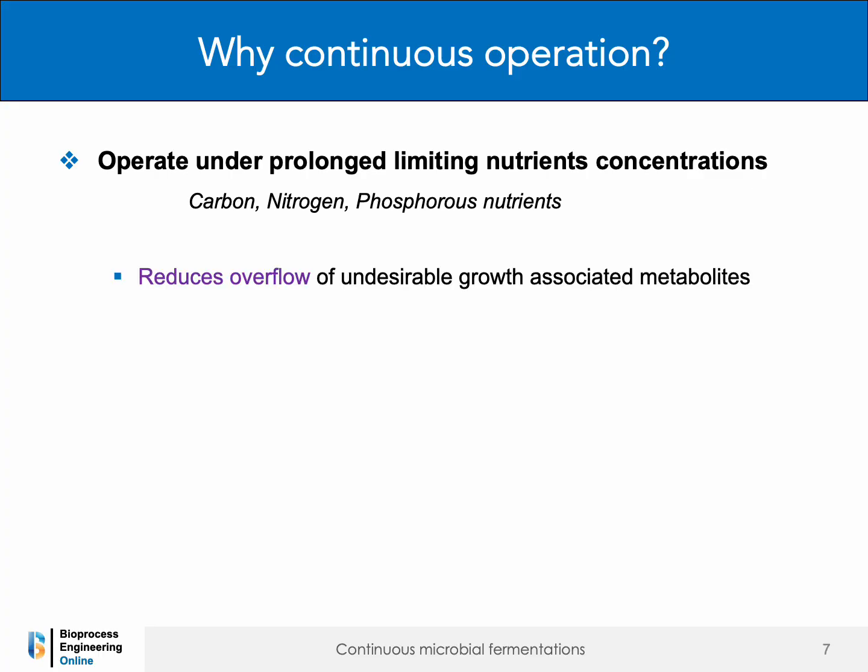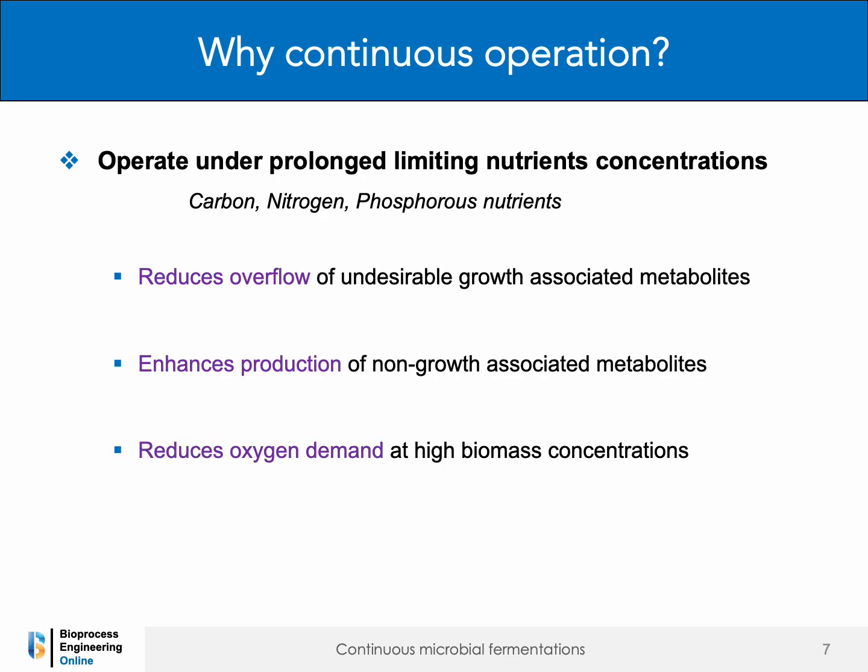Minimized metabolic overflow. Limiting nutrients reduces the formation of unwanted byproducts typically associated with rapid growth. Enhanced production of non-growth associated metabolites. Many industrially valuable compounds, including secondary metabolites, are produced more efficiently under nutrient-limited conditions. Lower oxygen demand. Reduced growth rates decrease oxygen consumption and help prevent oxygen limitation at high biomass concentrations. By carefully controlling nutrient supply, continuous fermentation can therefore maximize both productivity and overall process efficiency.